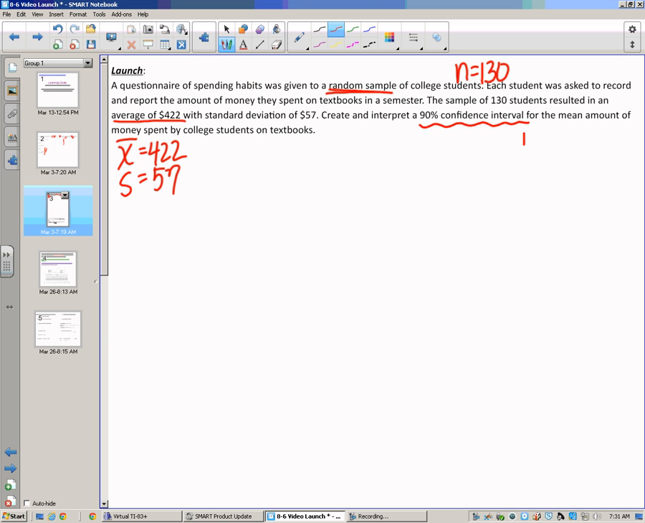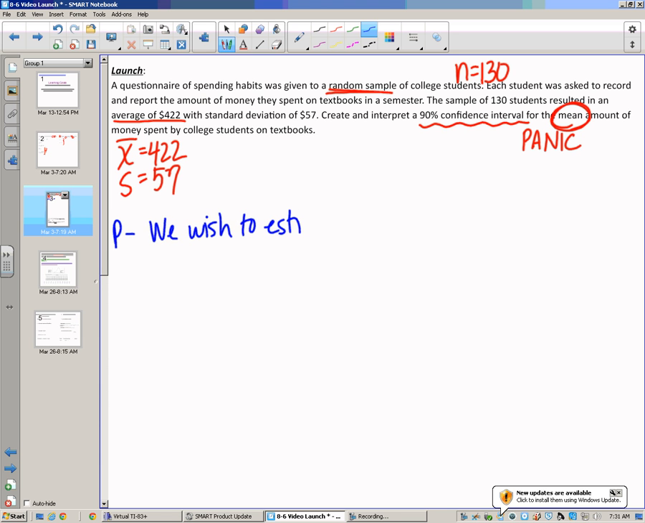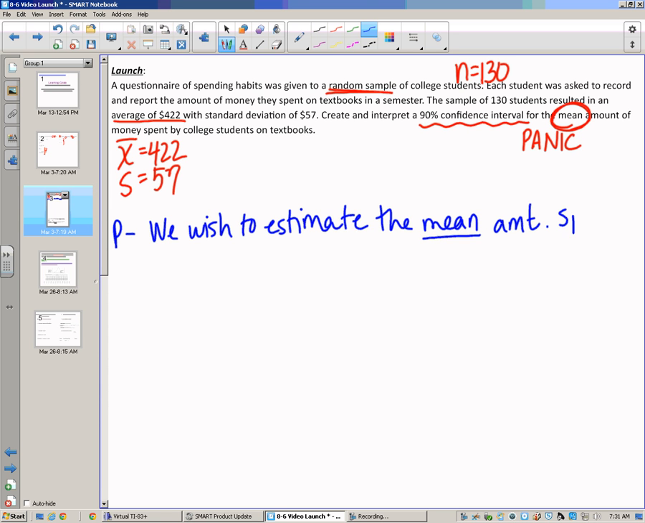So you're used to looking at that and doing these steps of panic for the mean. So you should be saying to yourself right now, we haven't done this for the mean yet. We've only done this for p hat. You do know how to work with means though, so we're going to get started on trying to do as much as we can with this. So the first step of panic is, what's our point? Well, we wish to estimate the mean amount, not the proportion, the mean amount, I'm abbreviating, spent on textbooks.